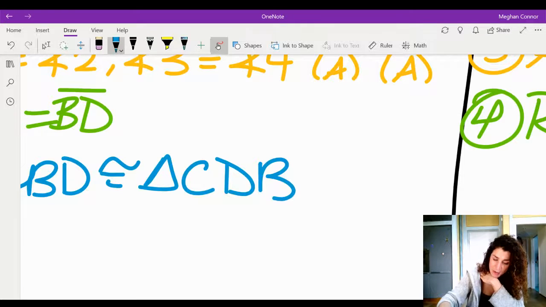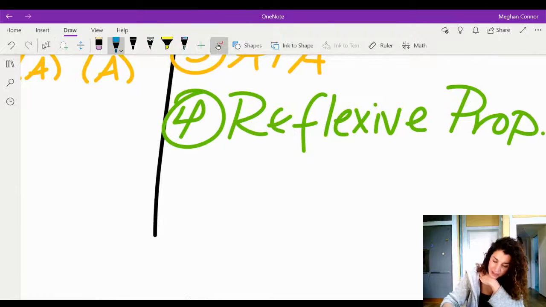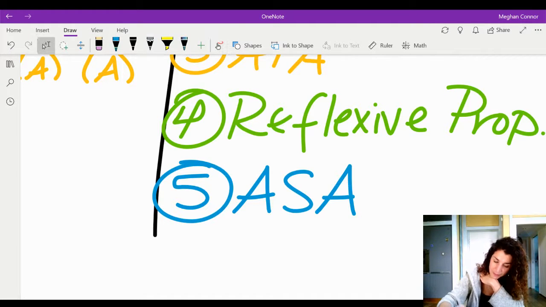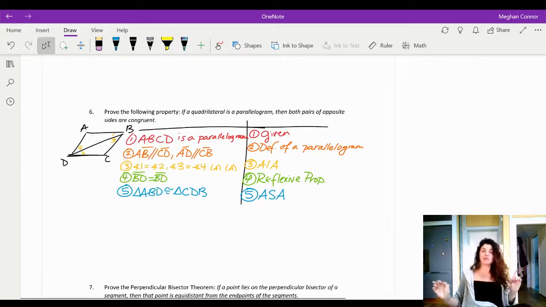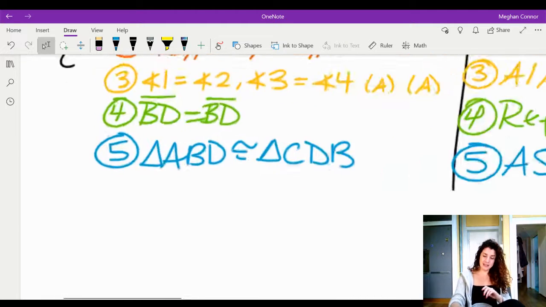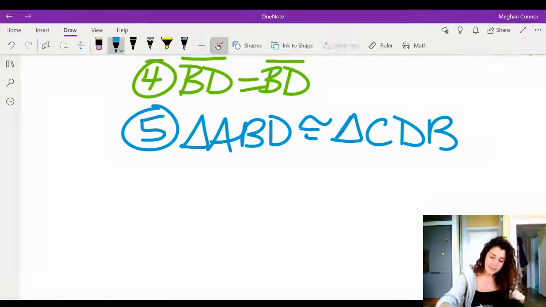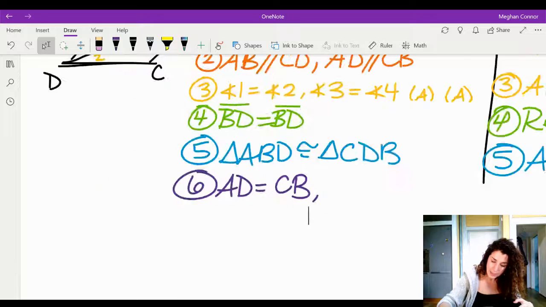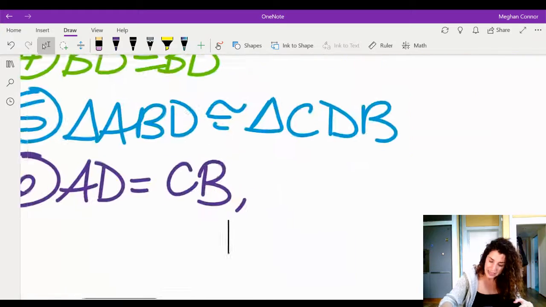Just trying to match up those corresponding parts. The reason is angle, side, angle. But that's not what I'm trying to prove here. What I'm trying to prove is that opposite sides of a parallelogram are equal. So I'm going to say now that AD is equal to CB. And I'm going to prove that AB is equal to CD.